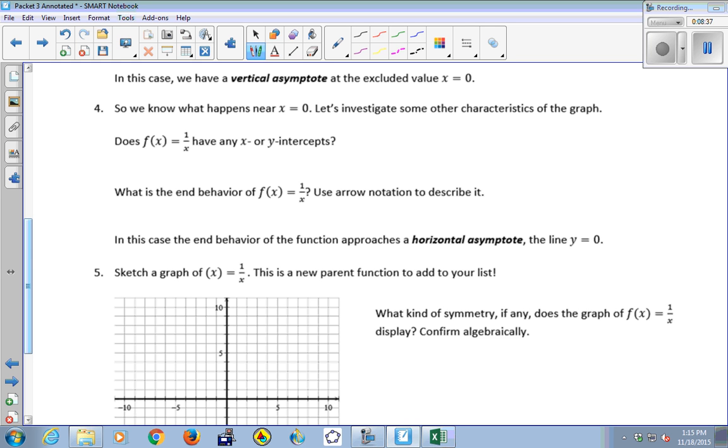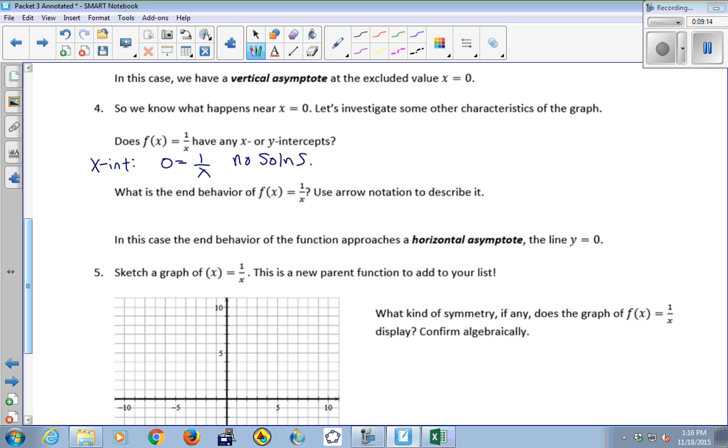Does 1 over x have any x or y intercepts? No, right? If I want to find x-intercepts, we typically make y 0 and solve for x. But the only way a fraction can ever be 0 is if its numerator is 0, right? And in this case, my numerator is 1, right? No matter what I put in for x, 1 divided by something will never equal 0. Okay, so this has no solutions.